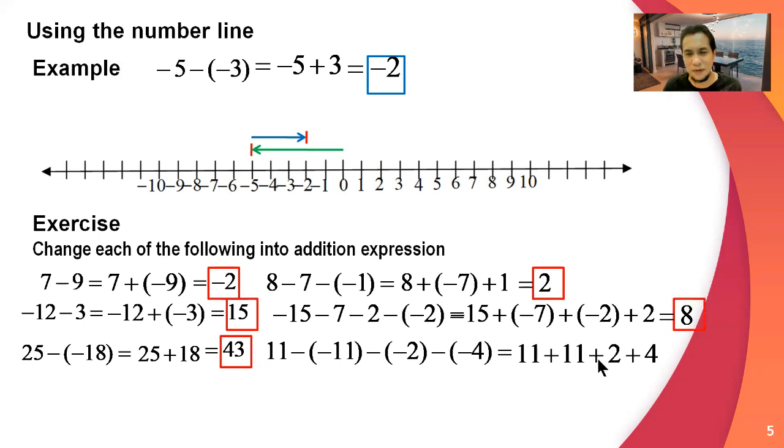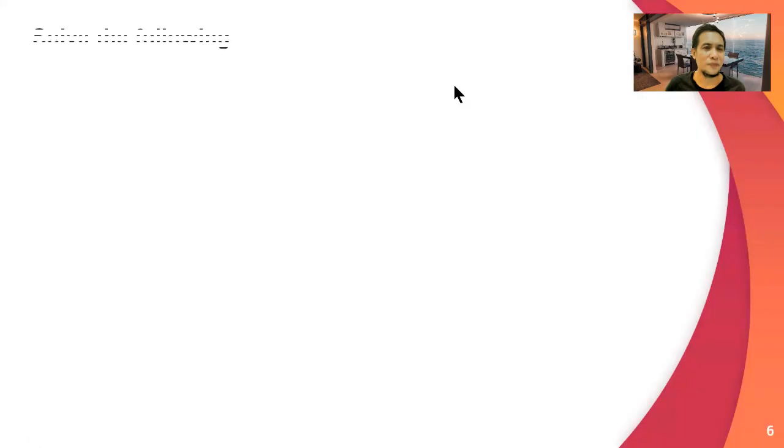Okay, so 11 plus 11 plus 2 plus 4, that's 22, 24, 28. Obviously, the answer is positive 28. All right, so any question? Okay, let's go to the next.